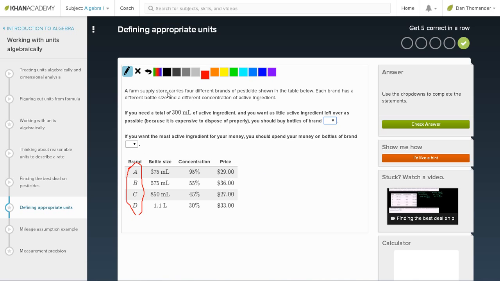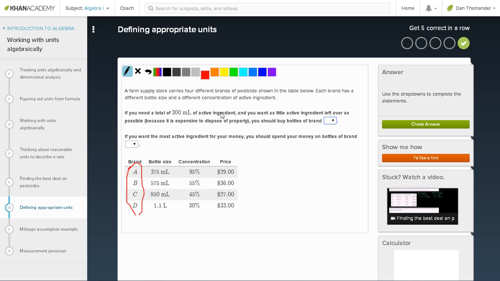So again, a farm supply store carries 4 different brands of pesticides shown in the table. Each brand has a different bottle size and a different concentration of active ingredient. You need a total of 300 milliliters of active ingredient, and you want as little active ingredient left over as possible because it is expensive to dispose of properly. So I want to get as close to 300 milliliters of active ingredient as possible. Which one of these should I buy?